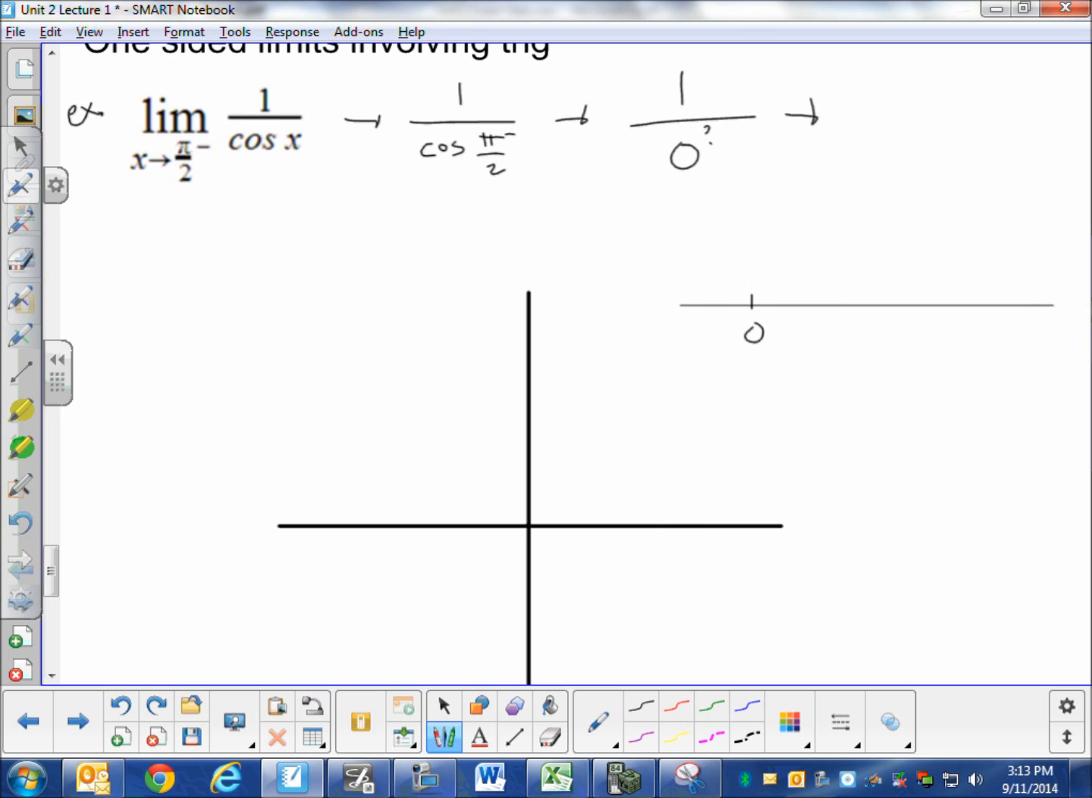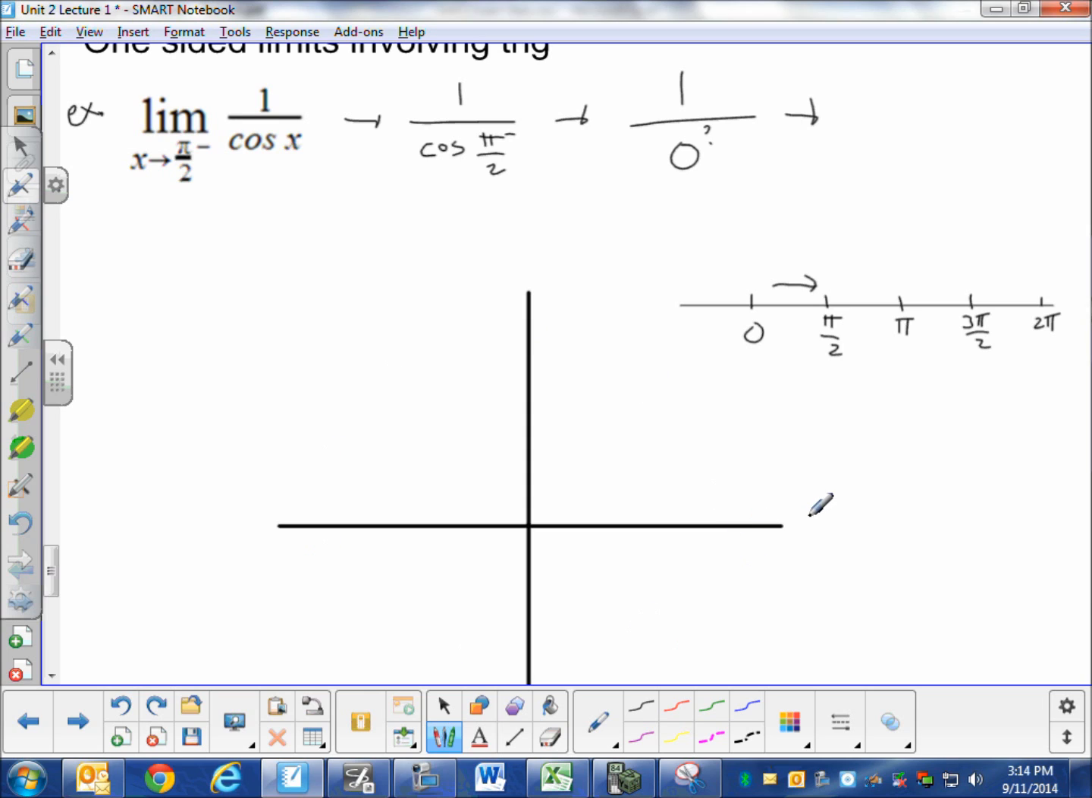So let's think about it. I got 0, I got pi over 2, this is a number line, pi, 3 pi over 2, 2 pi. Pi over 2 from the left. That is starting at 0, traveling towards pi over 2. We have a value that is less than pi over 2.